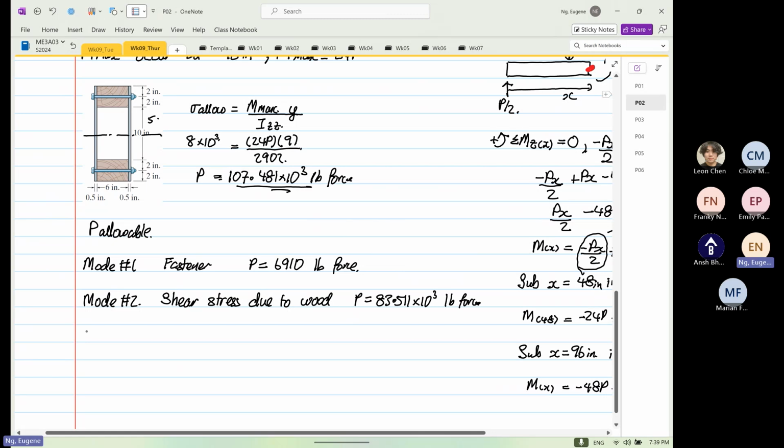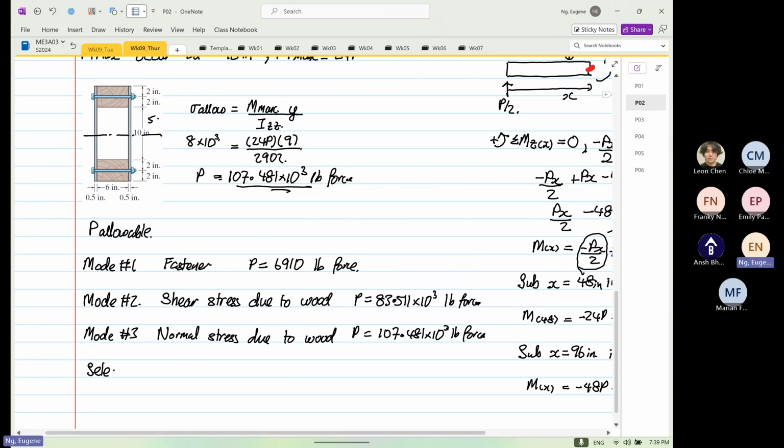And finally, mode 3, normal stress due to wood. P is equal to 107.481 times 10 to the power 3 pound force. So over here, finally, you have to pick the lowest, or select the lowest. So P is equal to 6910 pound force.